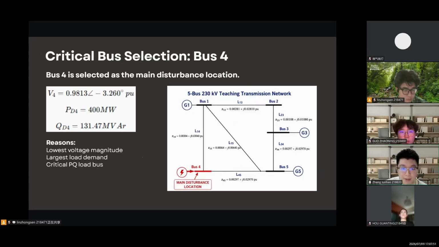Bus 4 is selected as the critical bus for fault analysis. There are three reasons. First, bus 4 has the lowest voltage magnitude, so it has the weakest voltage profile. Second, bus 4 has the largest load demand in the system. Third, it is a PQ load bus, which means its voltage is more sensitive to disturbances. Therefore, a fault at bus 4 can strongly affect the system operation and is suitable for critical disturbance analysis. Next.